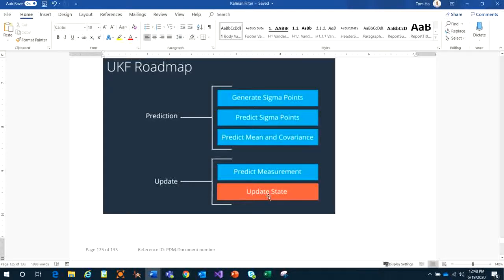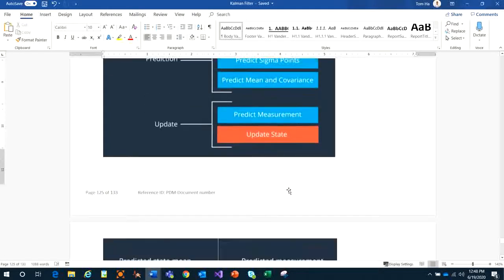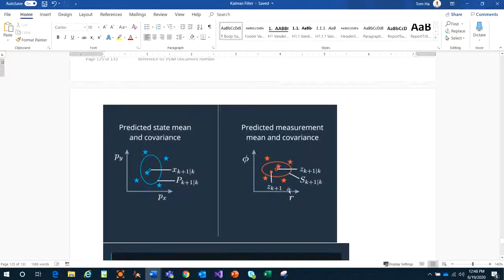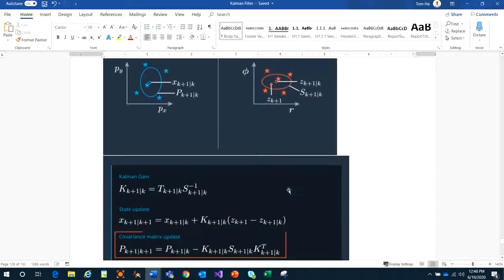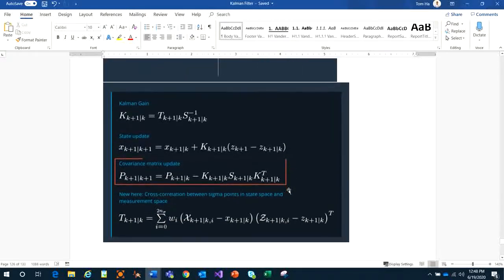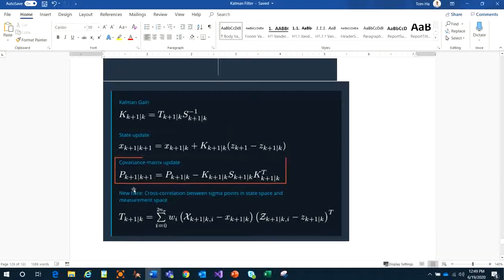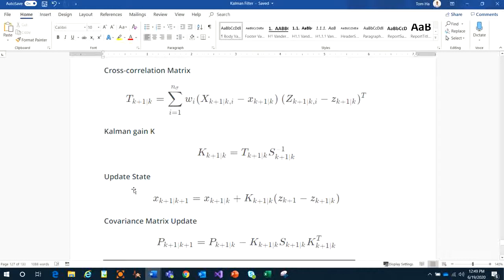It means we update the state vector x and the covariance matrix P, x and P, right? The formula we use is kind of the same as the Kalman filter. You calculate the Kalman gain, then the state update and the covariance matrix update. And right here, you have the cross correlation between the sigma point state and the measurement state, T. After T, you get the Kalman gain. Then with the Kalman gain, we can calculate the covariance matrix update. So we now do the update for x and P right here. We put all these formulas into the code. Let's see how it looks in the code.